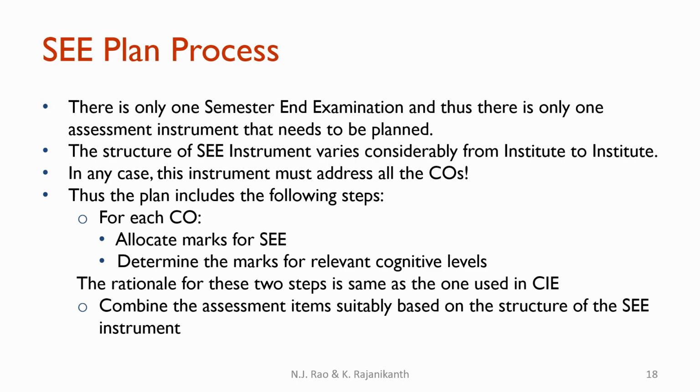So, the plan that we have for SE includes the following steps. For each CO, allocate marks for SE, then determine the marks for relevant cognitive levels. So, these two steps only are required, and the rationale for these two steps is the same as the one used for CIE. That means, based on the proportion of classroom hours spent on that CO and the relative importance of that CO, you decide on the total marks for that CO and then decide on how many marks at the cognitive level of the CO and how many marks at lower levels. So, the rationale is the same as in the CIE case.